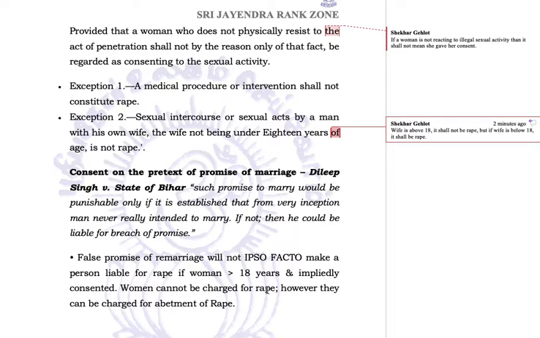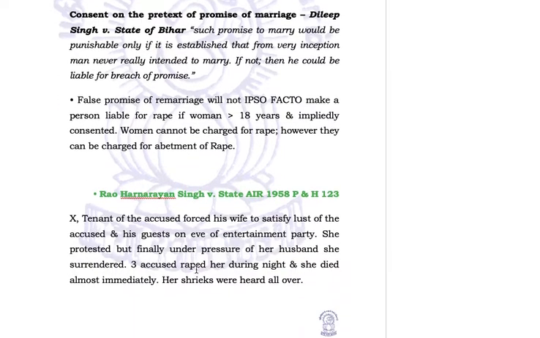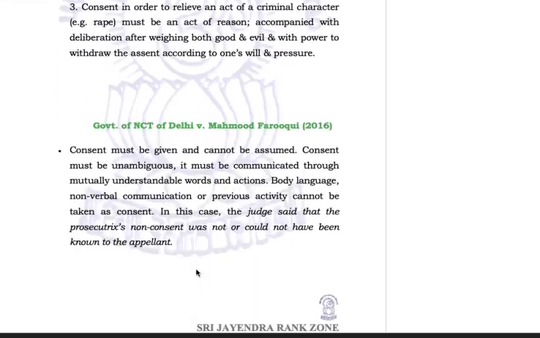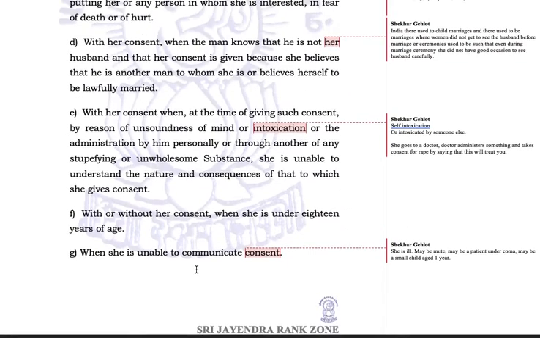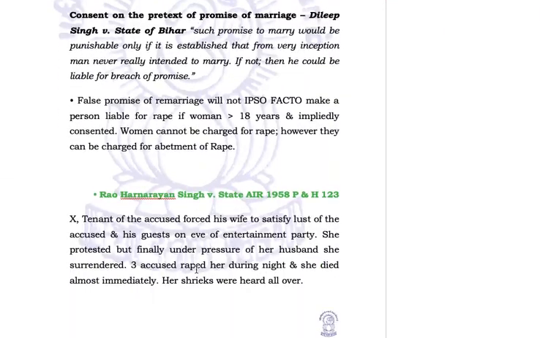Women cannot be charged for rape, however, they can be charged for abetment of rape. Abetment of rape means instigating someone to commit an offense. So, if a woman instigates someone to commit rape on someone else, she can be charged as an abettor of the rape, but women cannot be charged for rape. Why? Because when we discuss rape in India, we mean only man to woman. Now, these are some case laws which we are going to discuss in the next class.